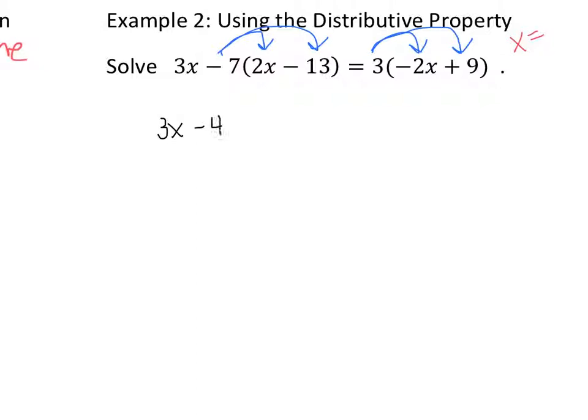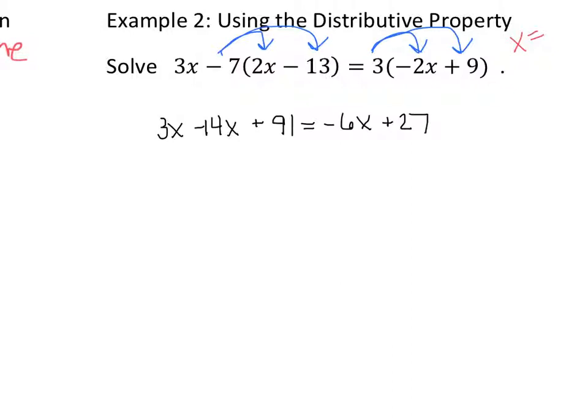Yep, so we'll have 3x minus 14x plus 91. Is that added? Yeah. It's added because it was a negative times a negative. It makes it positive. Equals 6x plus 27. All right. What do y'all want to do first?